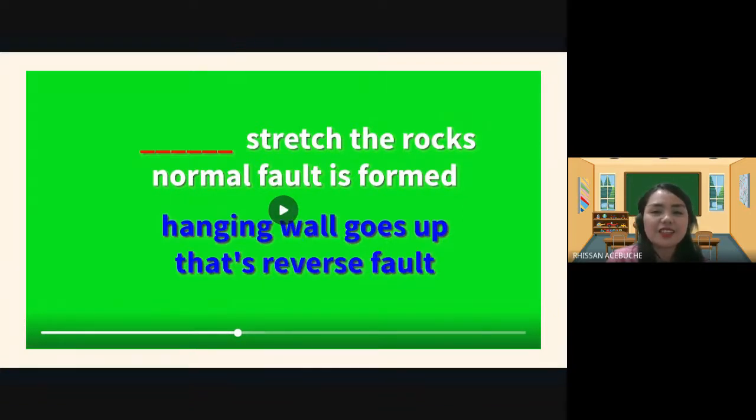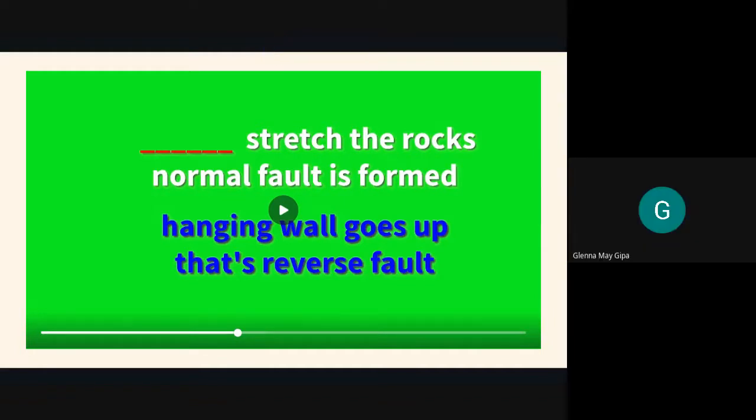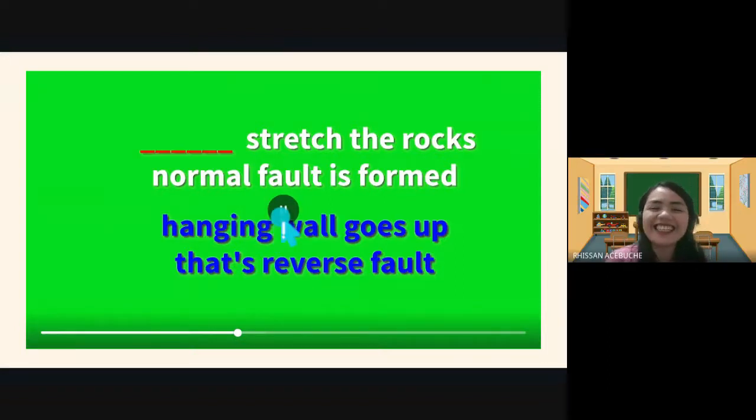Stretch the rock. Normal fold is formed. That's your clue. Stretch the rocks. Yes, Gipa. Just stretch the rocks. Normal fold is formed. Very good. Okay, let's see.